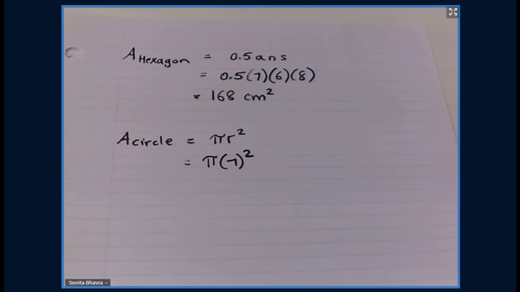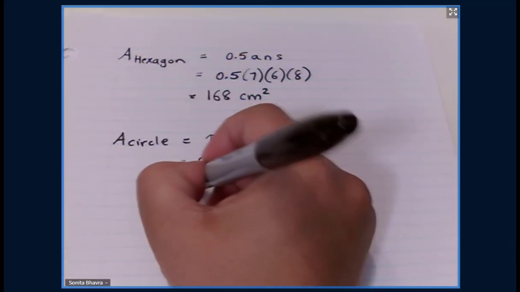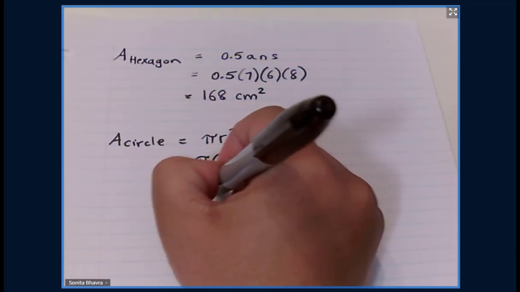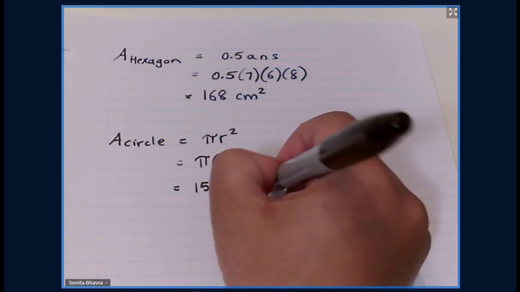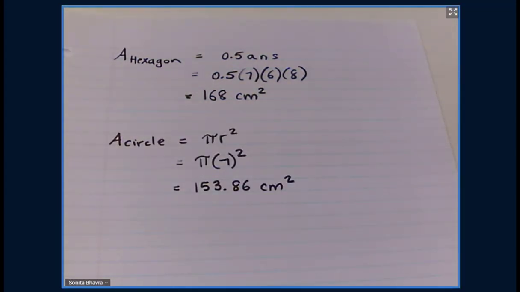All right, and just recall that 7 squared, that means 7 times 7. It's not 7 times 2. It's 7 times 7 times the 3.14. Common mistake that students make with the exponents. Okay, so once you multiply that out, you will get 153.86 centimeters squared. All right, so we have our area of our hexagon, we have the area of the circle, and now we need to figure out just the area of the shaded part.